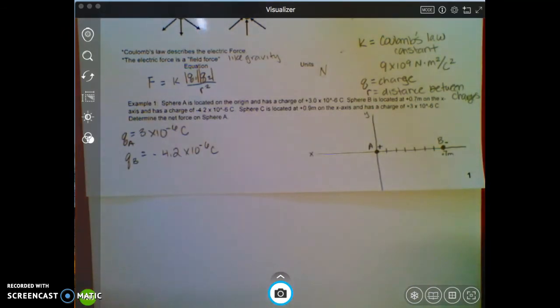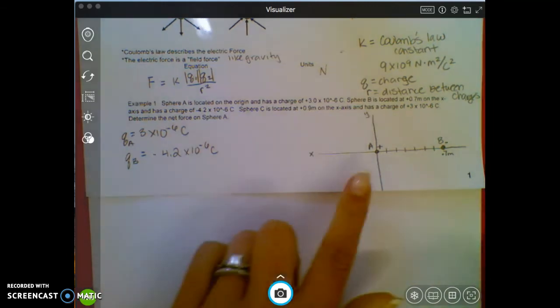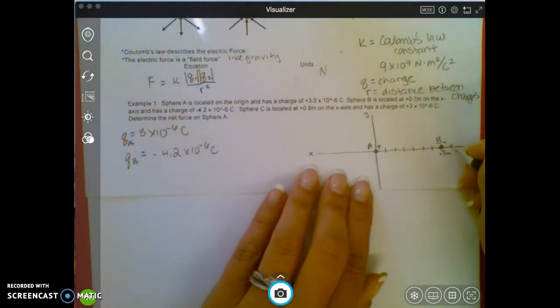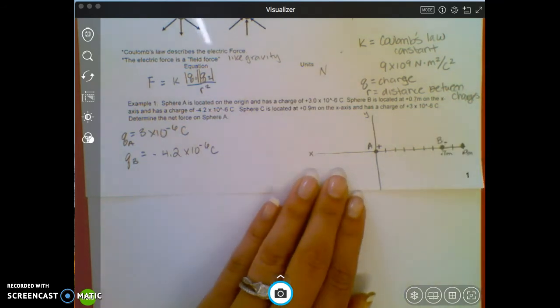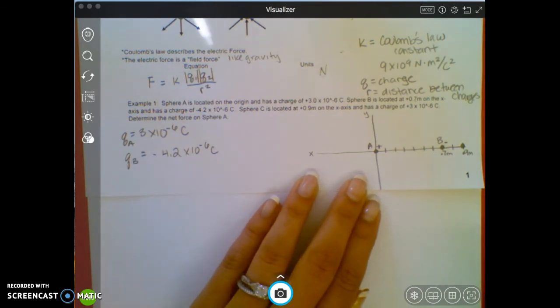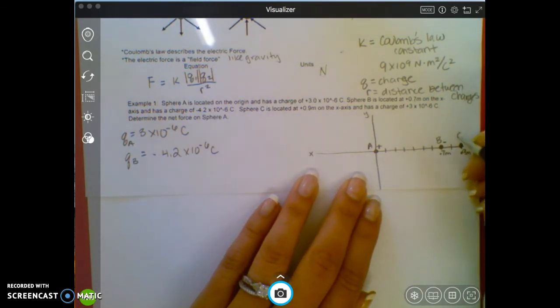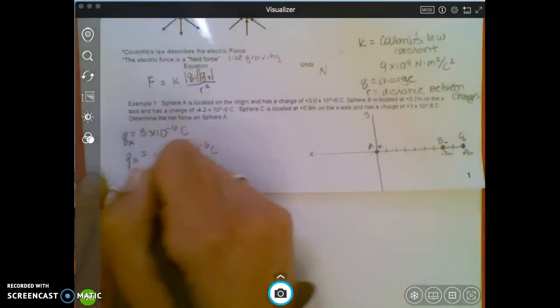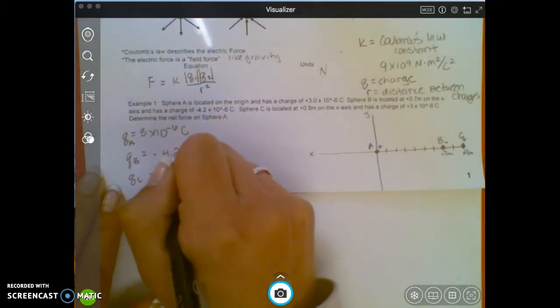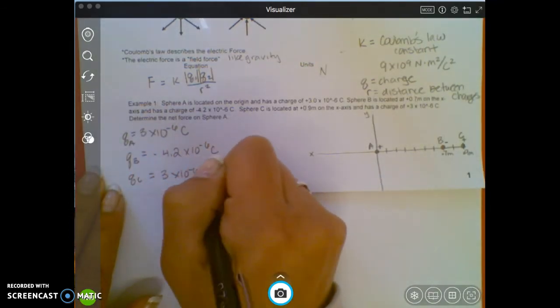And then sphere C is located at 0.9. That was 0.7, so 0.8, 0.9 meters along the positive x-axis, and it has a positive charge. So I'll put a positive and I'll put C. And QC is 3 times 10 to the negative 6 coulombs.